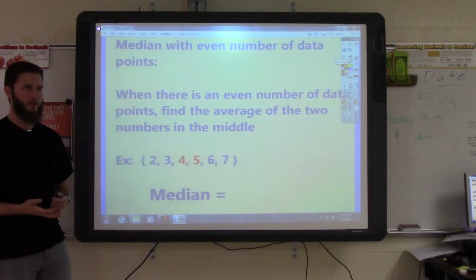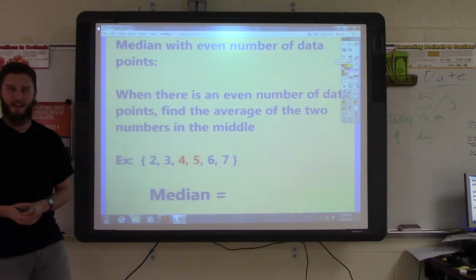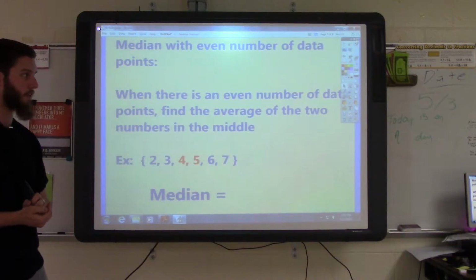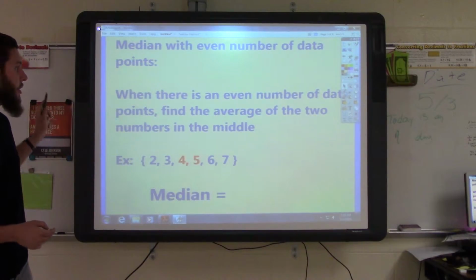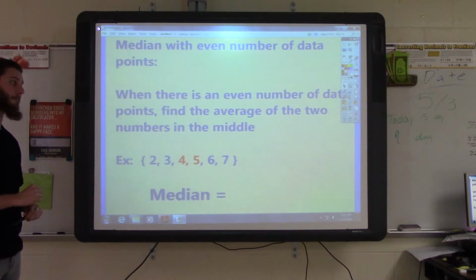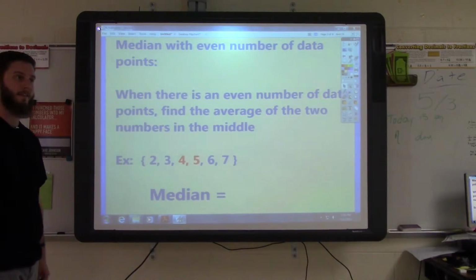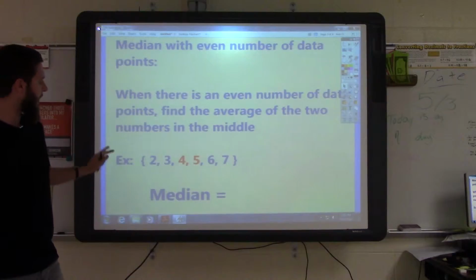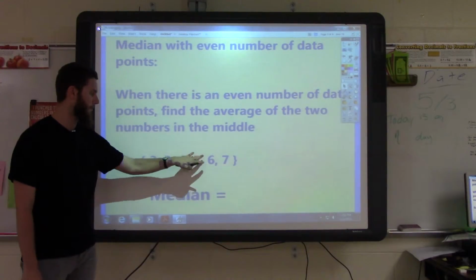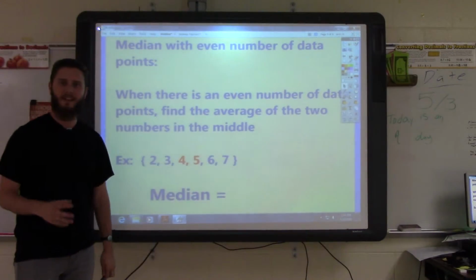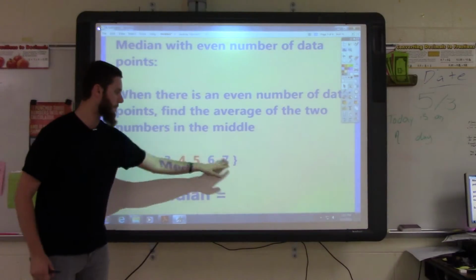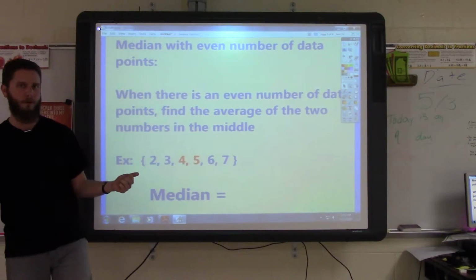Of course, you're not always going to have an odd amount of data. You're sometimes going to have an even number of data points. Whenever this happens, all you have to do is find the average of the two numbers that do lie in the middle. Take this set of data, for example. I took the numbers 2, 3, 4, 5, 6, and 7. That's an even amount of data. We have 6 data points here, so that's a bit of a problem.